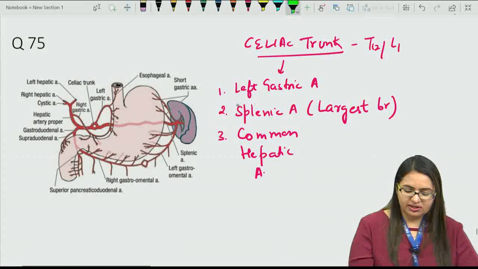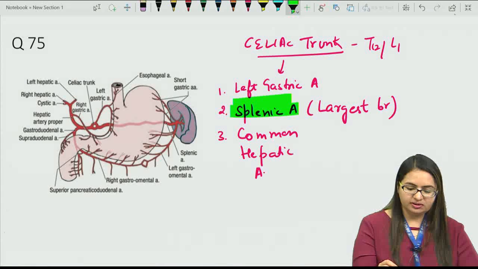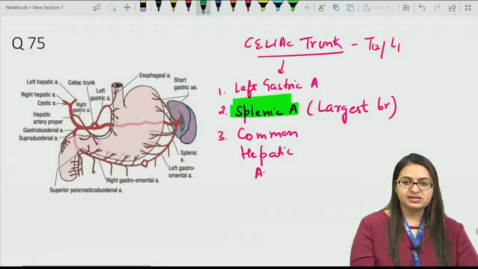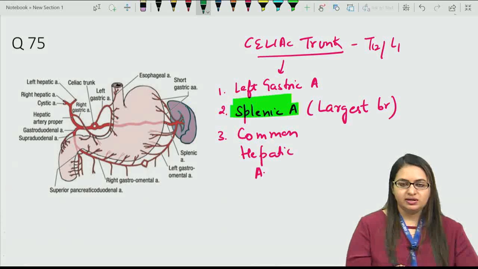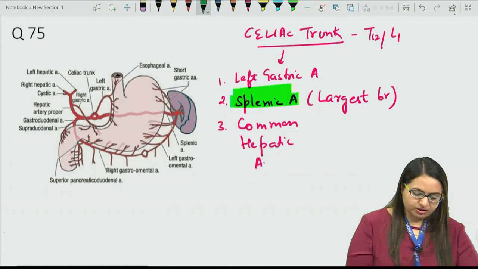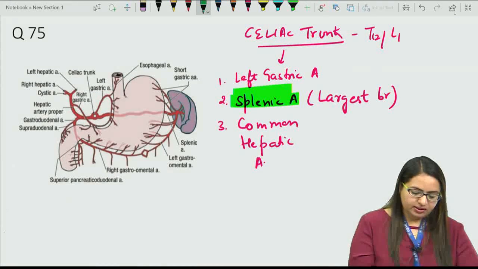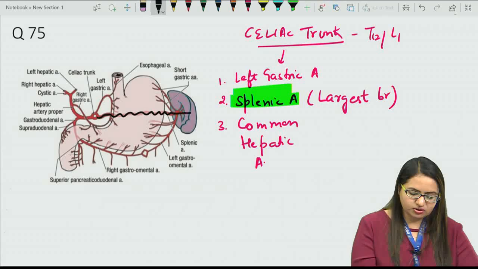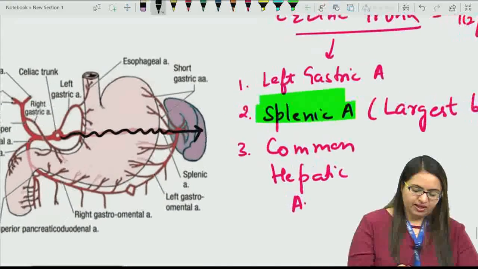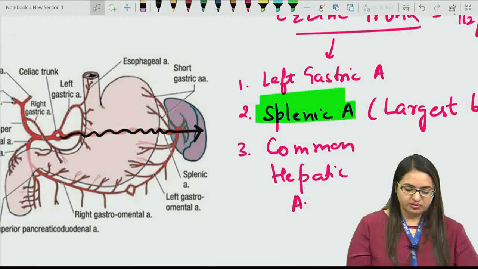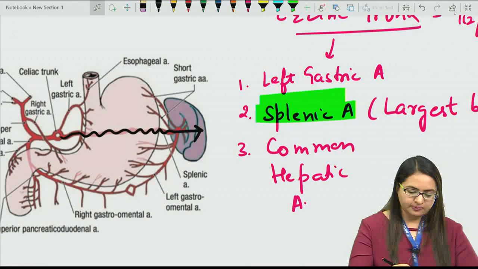In this, the splenic artery is the one which now will run towards the spleen side, and when it is running towards the spleen, the first thing is that it is having a tortuous course. If you visualize over here, this is the splenic artery and this is having a tortuous course when it is going towards the spleen. And while it is going towards the spleen, it is giving branches to the stomach as well as it is giving branches to the pancreas.